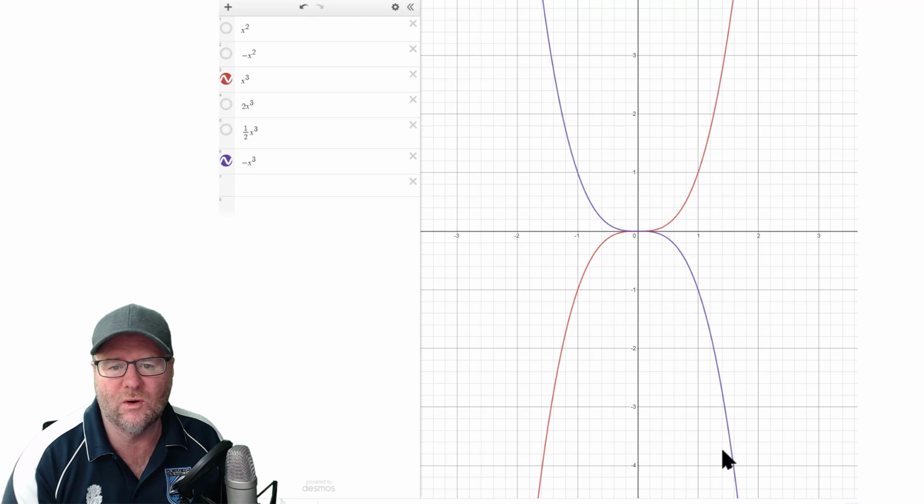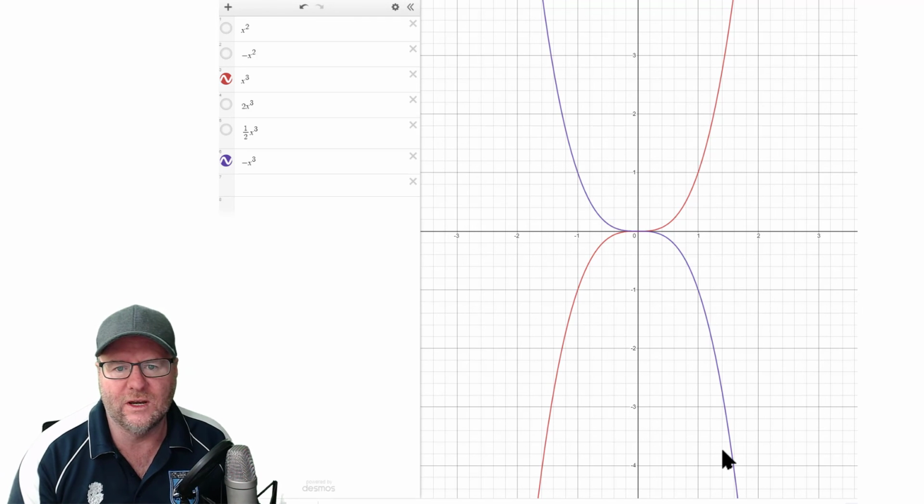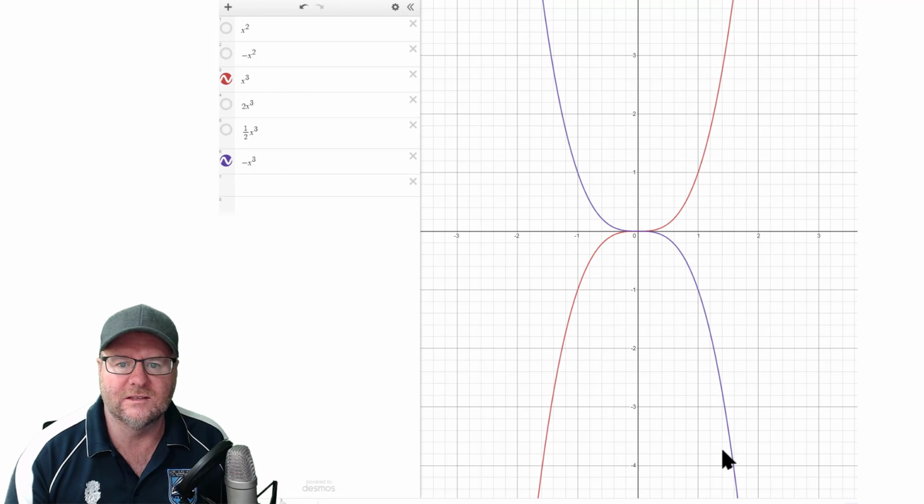So that's it. That's what we call the cubic equation. It's a basic intro to how they look when you graph them. It's something that has x cubed as the highest power in the equation.